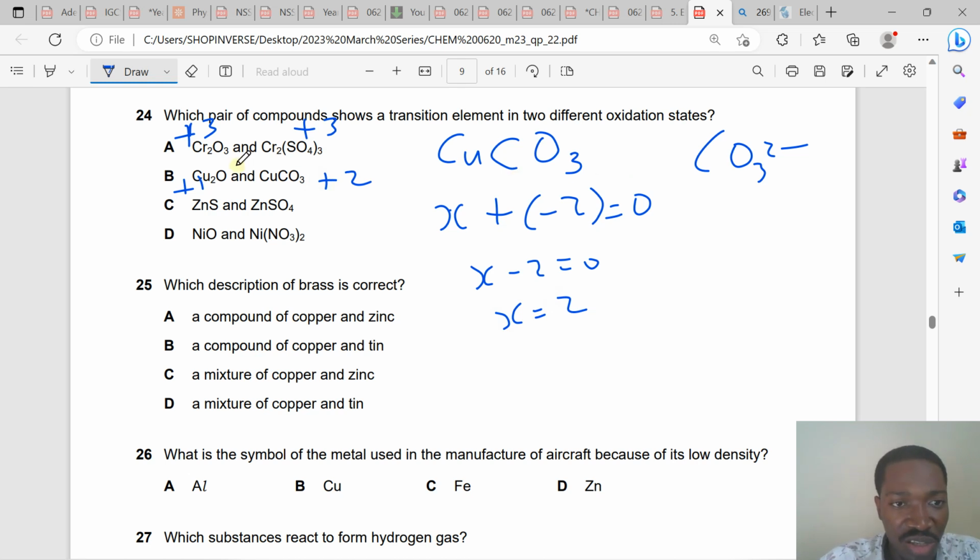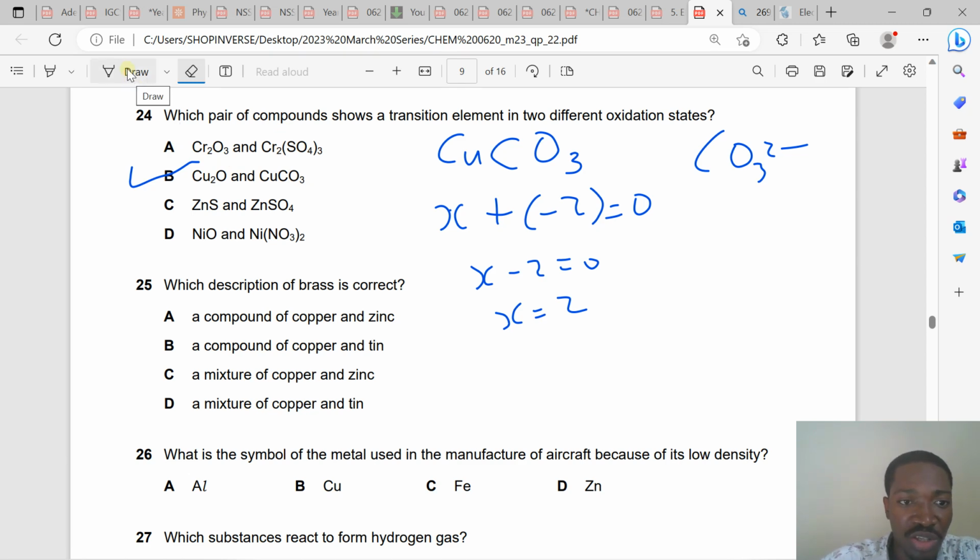The oxidation number of copper here is +2. So in this case, the oxidation number of copper was +1, and here the oxidation number of copper is +2. So this shows copper having 2 oxidation states. That makes B the correct answer. Okay, so let me wipe this off. So that makes B the correct answer. In copper oxide, the oxidation number of copper was +1, and in copper carbonate, the oxidation number of copper is +2.